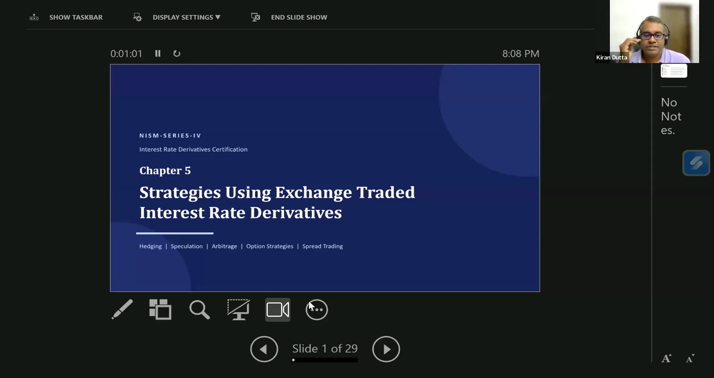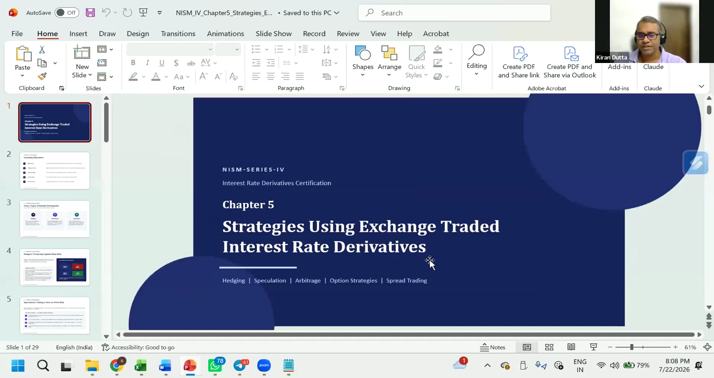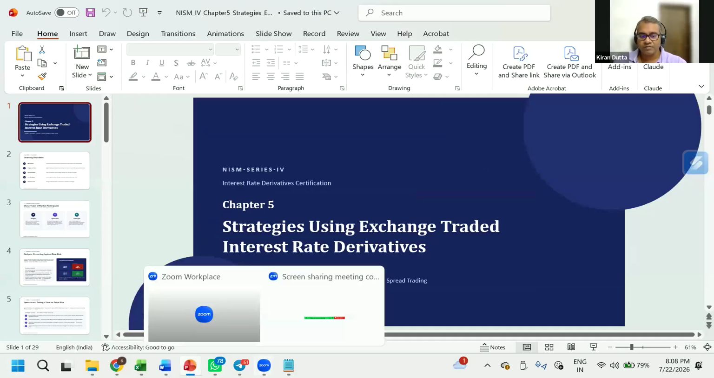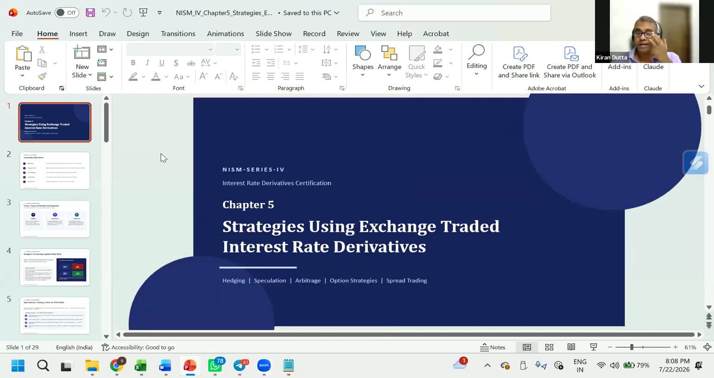Now, in the exchange traded derivatives, primarily what we call interest rate futures, what are the primary instruments that we generally deal with? What are those primarily? Anyone? Have a random guess? T-bills and government security bonds. Exactly. Primarily, we will deal only with two instruments: T-bills, which are 91-day, and then we have G-Secs, which are 10-year bond futures, okay?